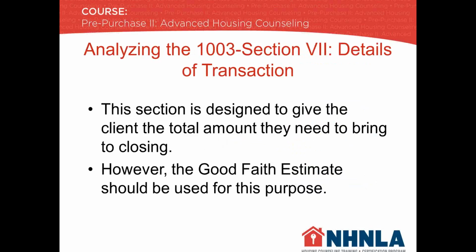Now, the details of the transaction, this is going to be specifically where the client has to give specific information on the total. They're going to give them information on the total amount they need to bring to closing. If you look in your book, this section is listed on page 132. And we've got an example of it there. But I would tell you, really, they should be using the good faith estimate for that purpose, because the good faith estimate is going to have to be, every time there's a change, updated. So that's going to be the more accurate number. But this section is to give them an idea of the amount that they're going to have to bring to closing.